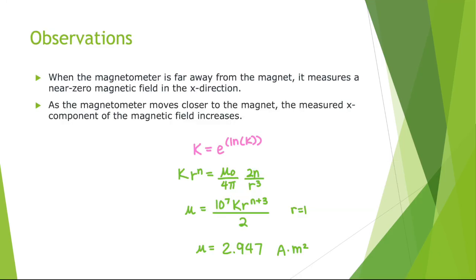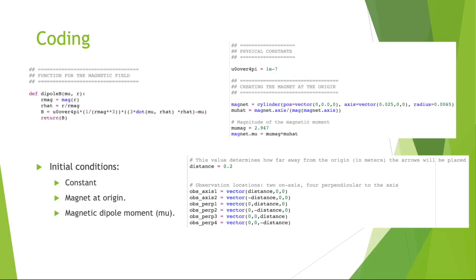When the magnetometer is far away from the magnet, it measures a near zero magnetic field in the x direction. As the magnetometer moves closer to the magnet, the measured x component of the magnetic field increases. These are consistent with the distance dependence formula, and using the natural log of k from my slope-intercept formula in the previous slide, I can rearrange the distance dependence formula to find the magnetic dipole moment of the bar magnet, which was 2.947.